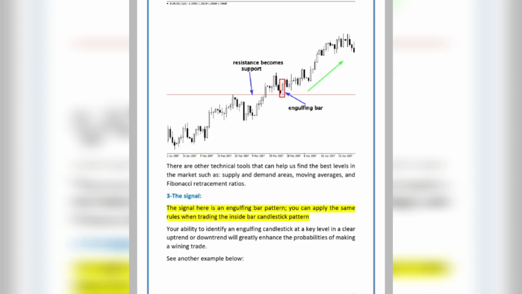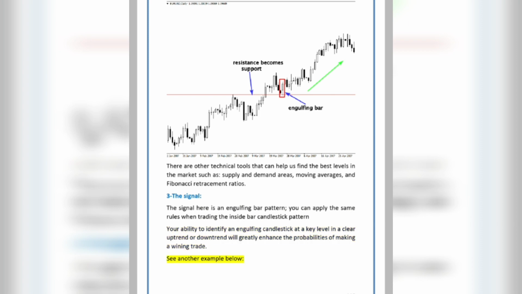3. The signal. The signal here is an engulfing bar pattern. You can apply the same rules when trading the inside bar candlestick pattern. Your ability to identify an engulfing candlestick at a key level in a clear uptrend or downtrend will greatly enhance the probabilities of making a winning trade.